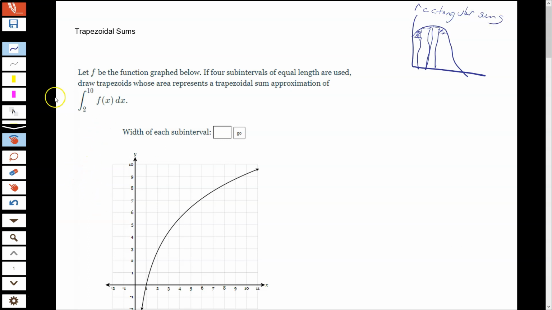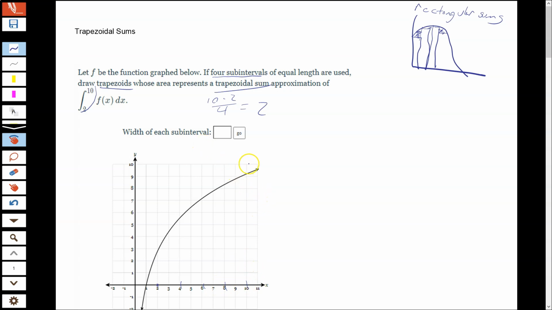Well, here we are now going to tackle trapezoidal sums. Okay, so the problems are going to look very similar, so we're still going to use a certain number of sub-intervals. We're still going to look at the bounds of integration. So in this case, 10 minus 2 over 4 sub-intervals is going to be 8 over 4, which is 2, the width of each sub-interval. So we're going to cut this integral up into trapezoids of height 2 in this case.